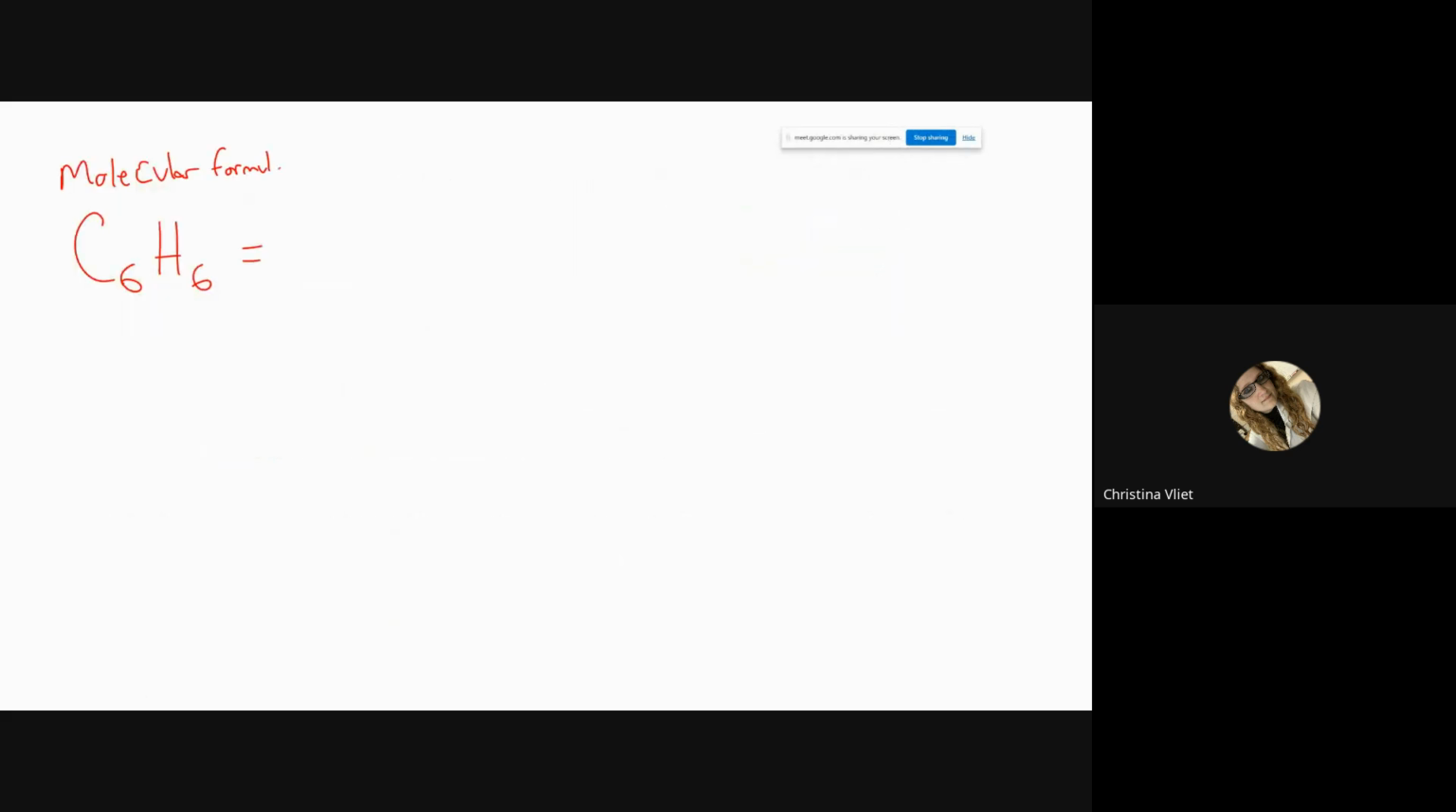So molecular formula to empirical formula. This would be C1H1. Let's try another one. N1H3. What would be the empirical formula for N1H3? The biggest number they have in common is 1. Divide both of them by 1. Do you really have to do that? No. So it said on the last slide, sometimes the empirical formula and the molecular formula will be the same as each other. Sometimes it won't.